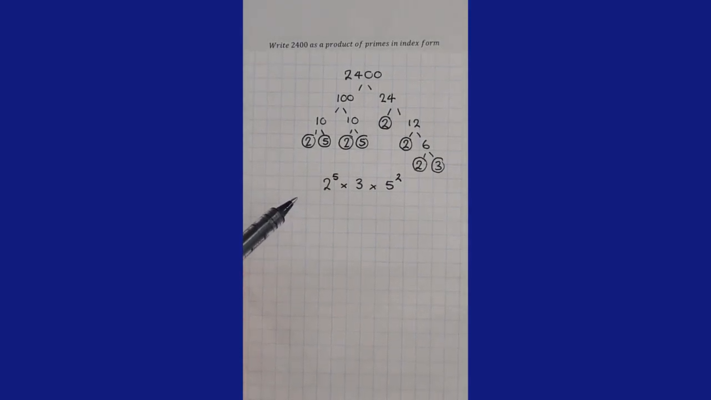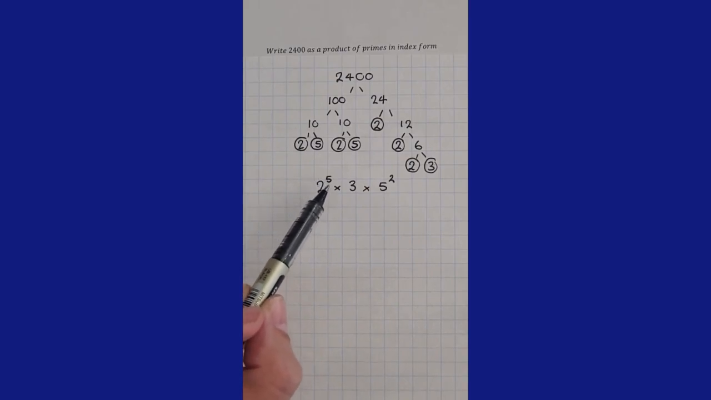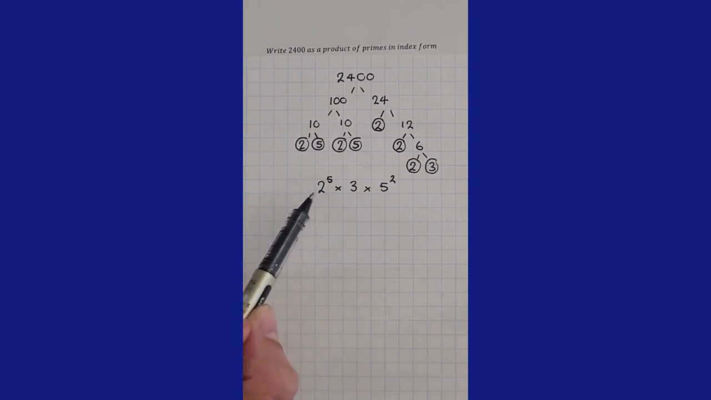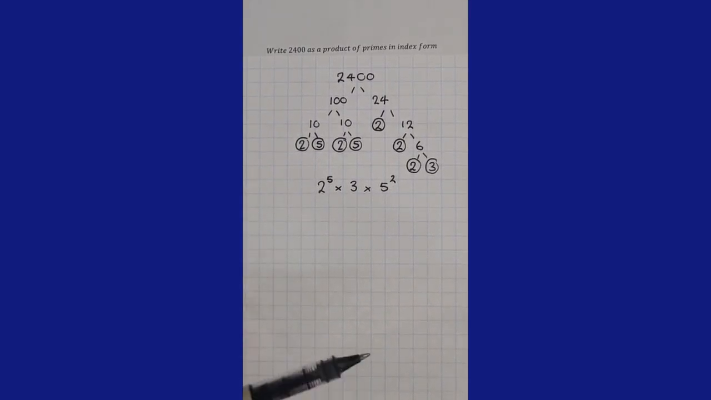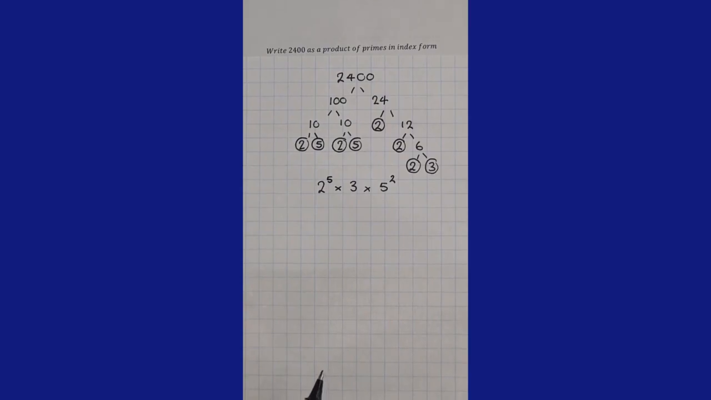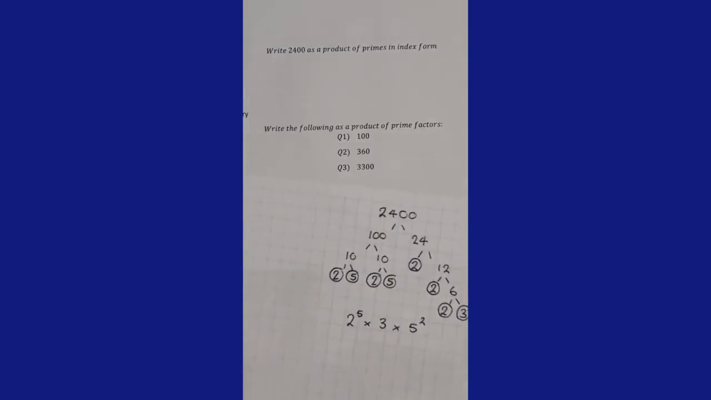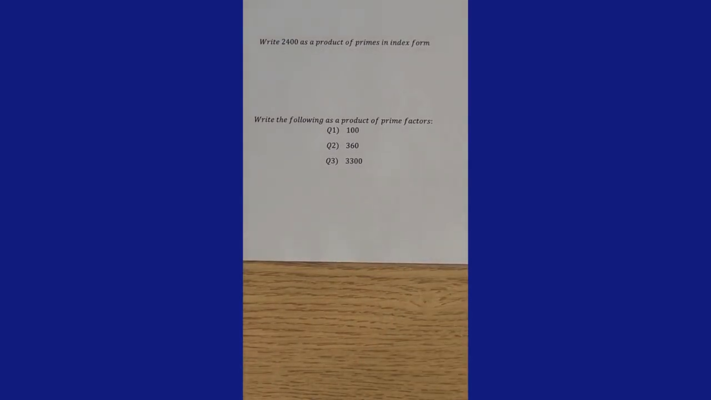So all I've done here for this question is it needs to be in index form. What's important is rather than writing out 2 times 2 times 2 times 2 times 2, I'm going to write 2 with a power. Similarly, 5 with a power. And that's the only difference. If it specifies index form, it means it wants me to put the power next to the number. And that's pretty much all the sorts of questions you're likely to get on prime factor decomposition. So using that knowledge, let's see if you can write the following as products of prime factors. You've got 100, 360, and then 3,300.